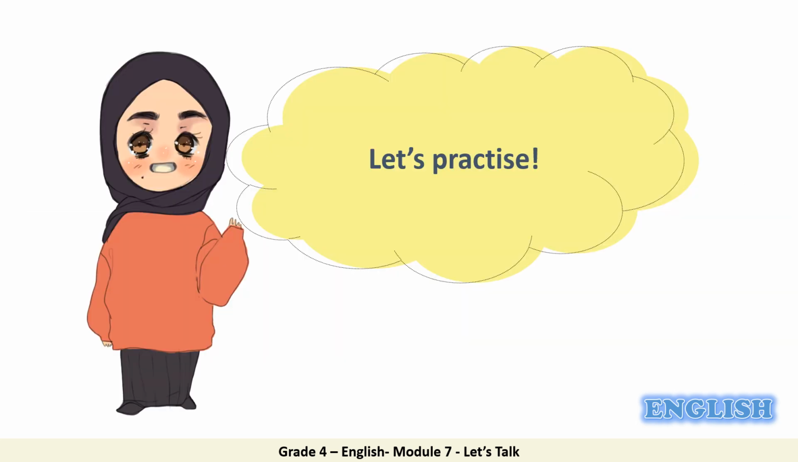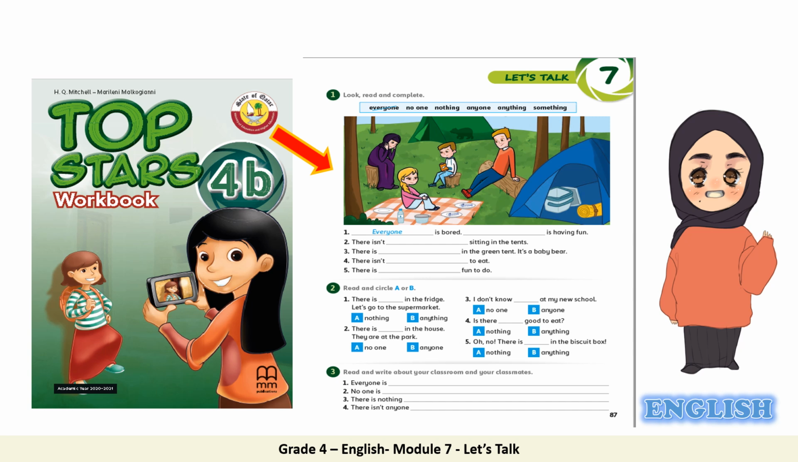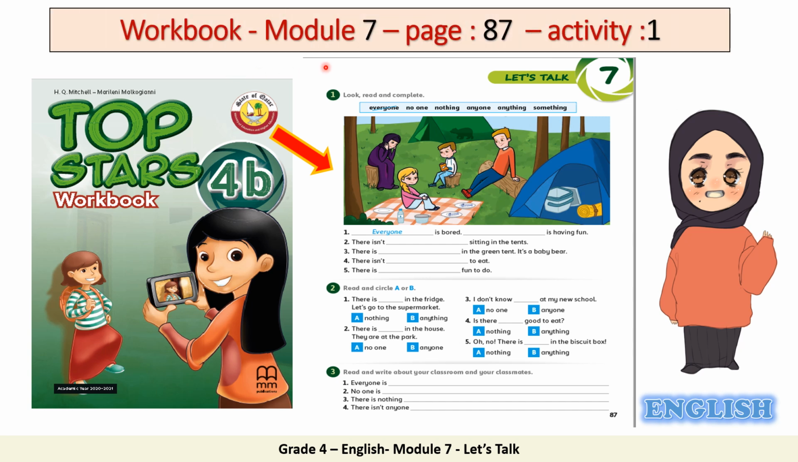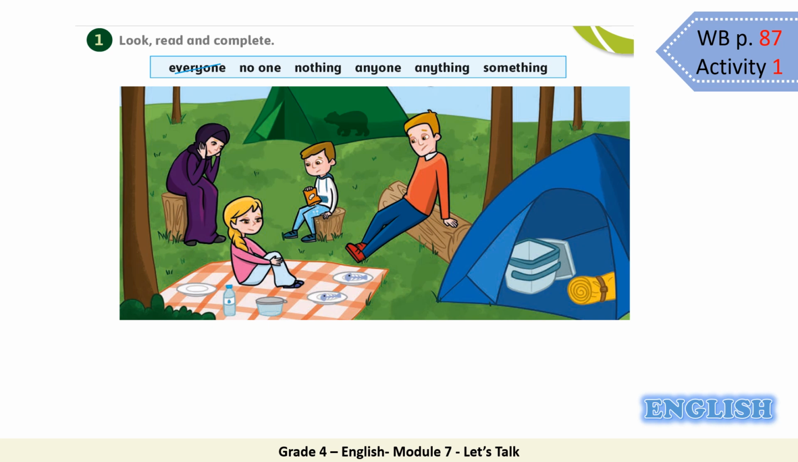Now it's time to practice. Please open your workbook, Module 7, page 87, and look at the picture in Activity 1. They are all looking so sad and maybe bored. Maybe somebody ate their food and they don't know who. Oh, look, there's something in the tent also.